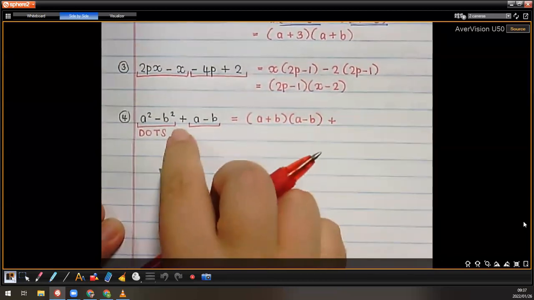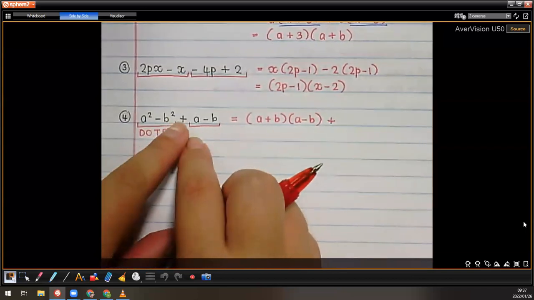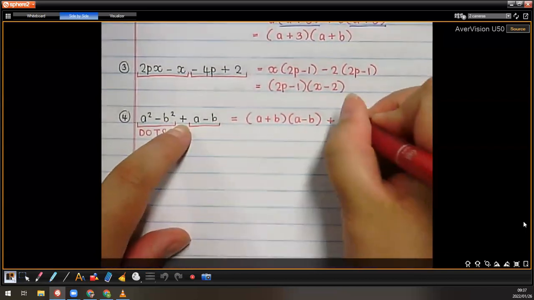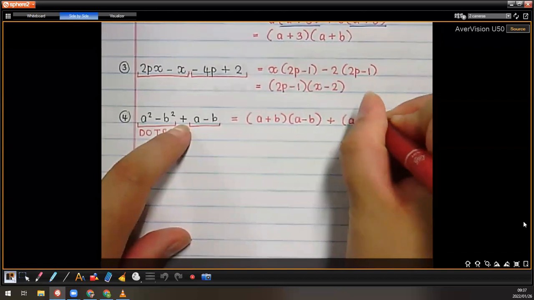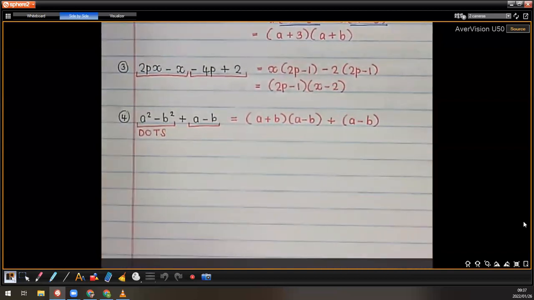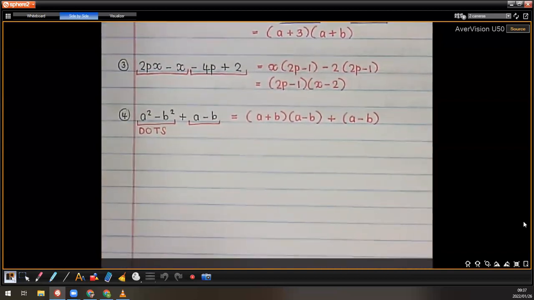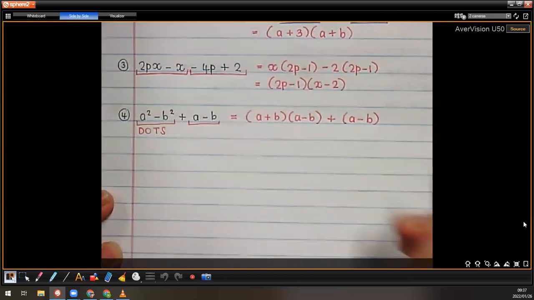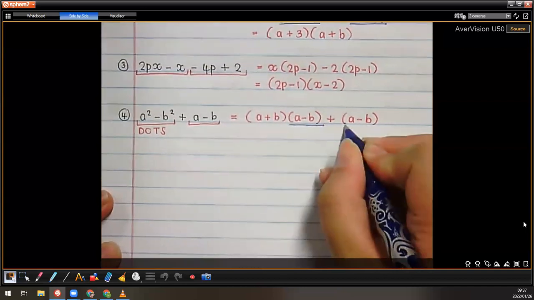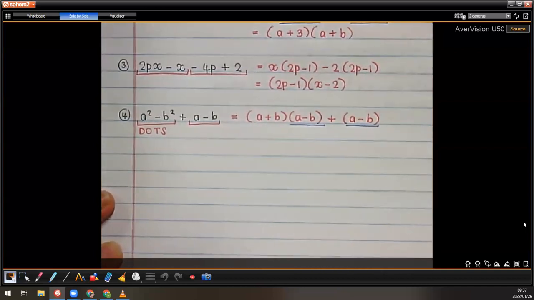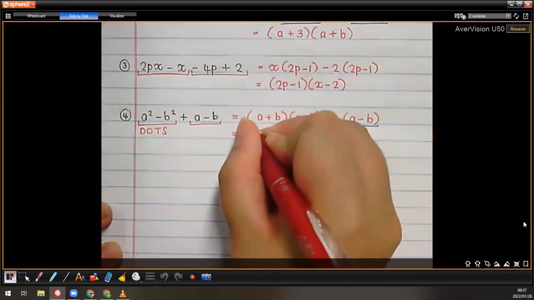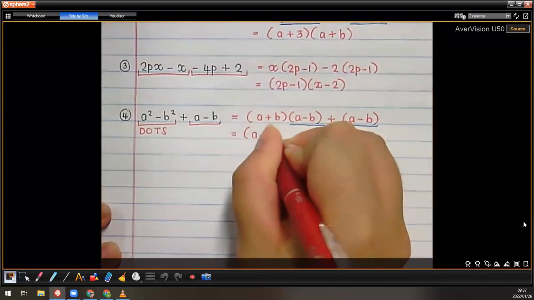Plus, now I'm writing that plus, okay? The next two terms I'm also going to group together just by putting brackets around them, because I can't actually factorize them. Do we have a common bracket? Yes, a minus b. Underline that one, please. That is now the common bracket in this case. We have to write it in front. A minus b.